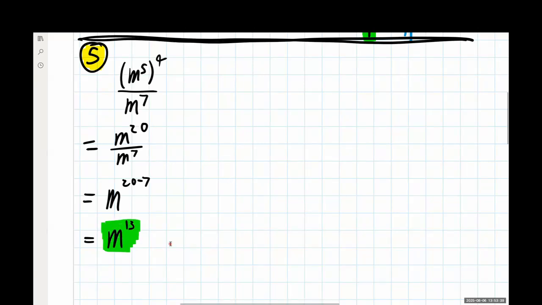And I get m to the 13th power is my final answer. Power rule says 5 times 4 gives me 20. Then the quotient rule says I'm going to subtract these things together. I have more m's in the numerator spot, so I should have leftover stuff in the numerator of a fraction, and the denominator completely cancels to become 1.